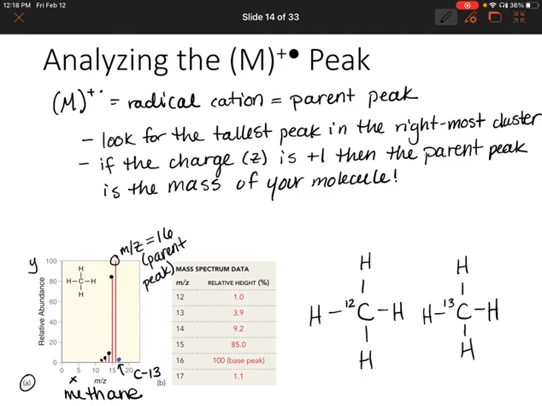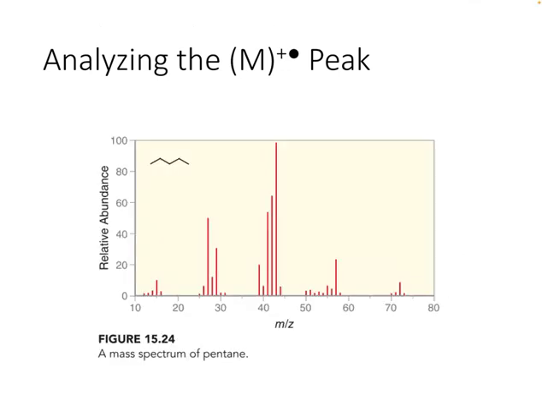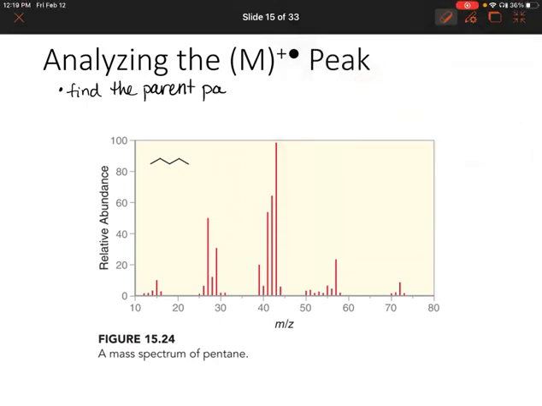All right, so let's try analyzing another spectrum. So this is a mass spectrum of pentane, and let's try to find the parent peak. Oh, I can't spell today. Parent peak, not pack. So see if you can figure out where the parent peak is on this mass spectrum.